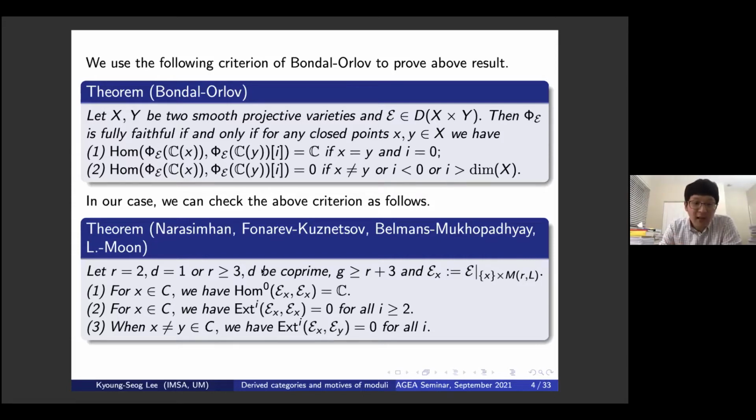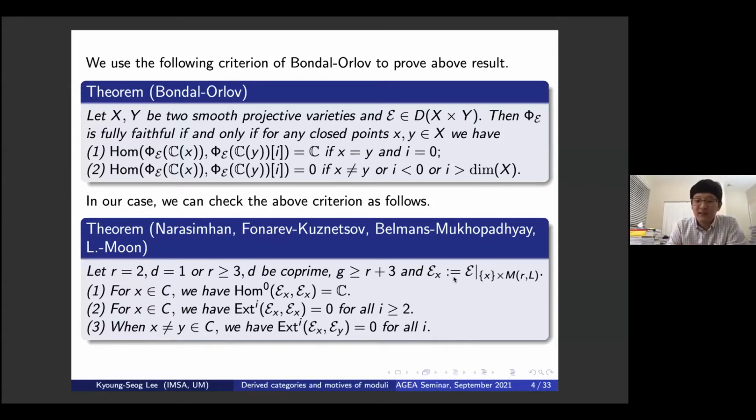Then in our case, E is the Poincare bundle, and I will call the image of the Poincare bundle E_x. I have a Poincare bundle on C times M, I choose a point x in C, and then I have a slice {x} times M inside C times M. So E_x is just the restriction of this Poincare bundle to this slice.